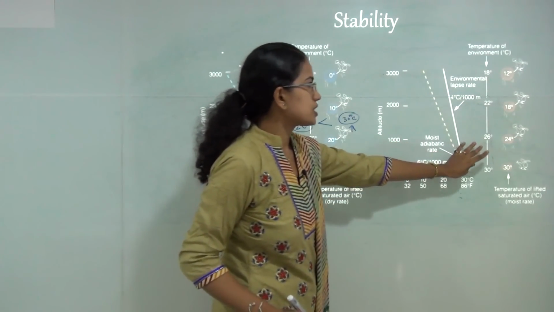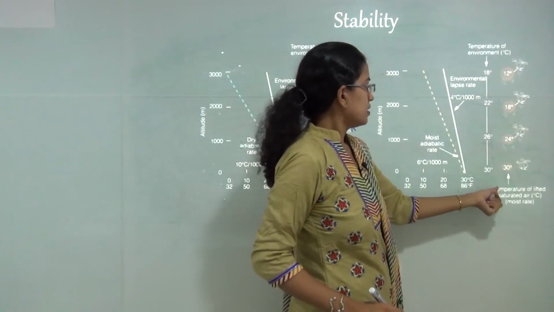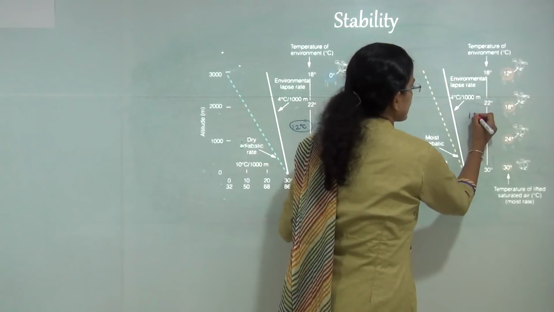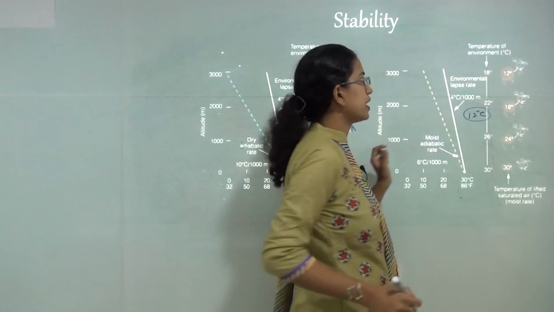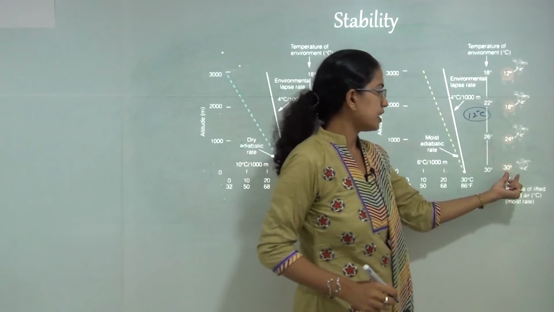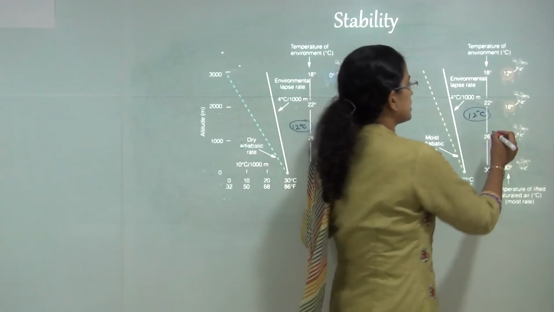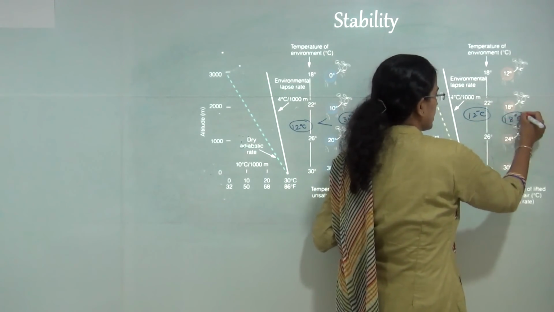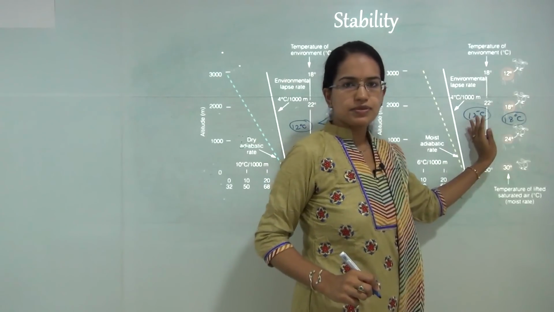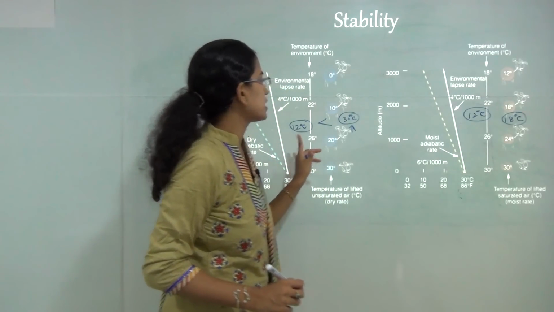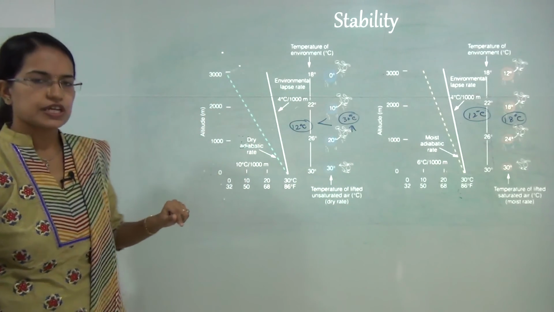Similarly, under moist conditions, what would happen? You have the fall in the atmosphere, that is only 12 degrees Celsius from 30 degrees to 18 degrees. However, the air parcel is falling from 30 degrees to 12 degrees, that is 18 degrees Celsius. So again you have the environmental lapse rate which is less than the saturated lapse rate, and in both cases you have stable atmospheric conditions.